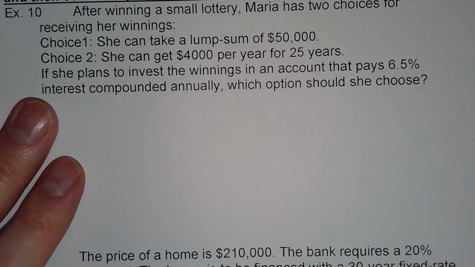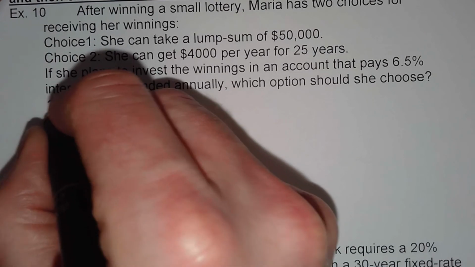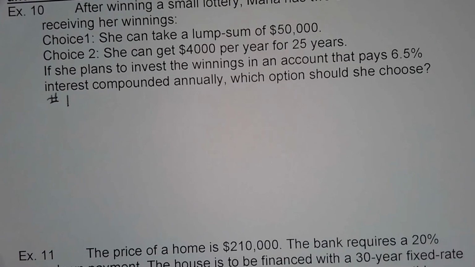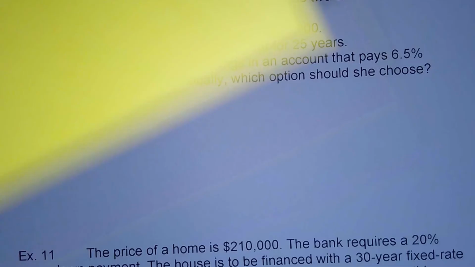After winning a small lottery, Maria has two choices to receive her winnings. She can take a lump sum of $50,000, or she can get $4,000 per year for 25 years. If she plans to invest the winnings in an account that pays 6.5% compounded annually, which option should she choose? So option number one is a lump sum. That's just a compound interest formula, so that's the one we're going to use here.